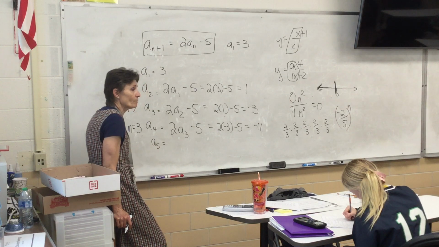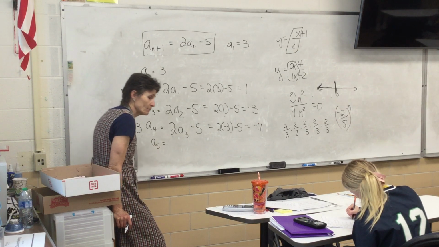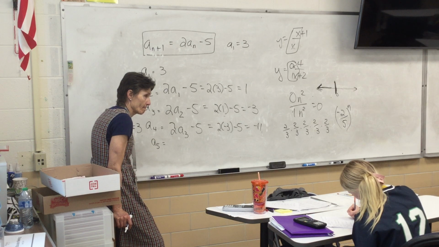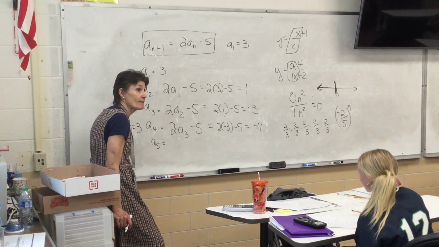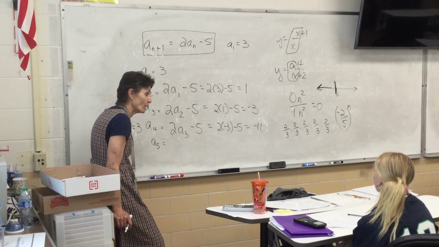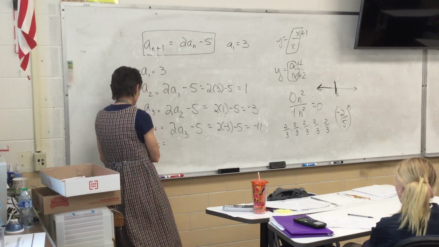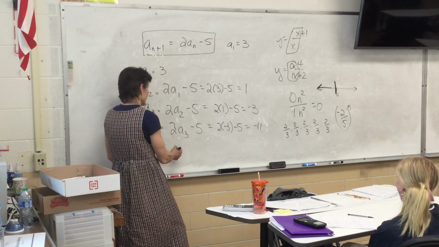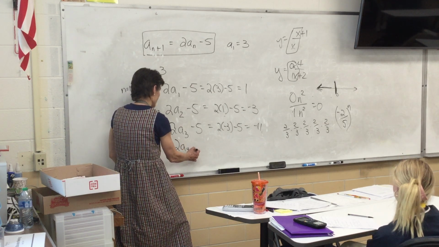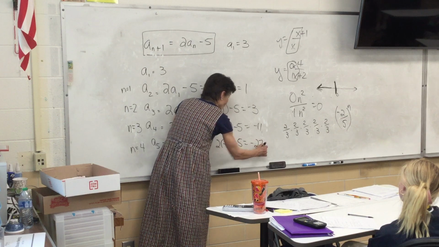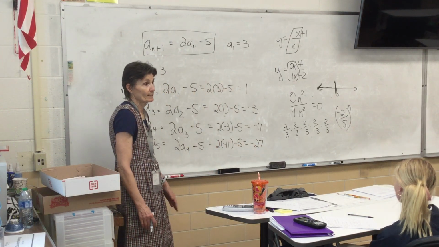Now, will you find the last one for me? I can't tell if your brains are working or if you're just staring at me. Negative 27. You haven't got negative 27? I haven't done it yet, so I don't know. Did anybody else get negative 27? Oh, we got some thumbs up back there. Way to go, Gavin. What did you do? You let n be 4? Yeah. So you had 2a sub 4 minus 5. So 2 times negative 11 minus 5 is negative 27. Beautifully done.